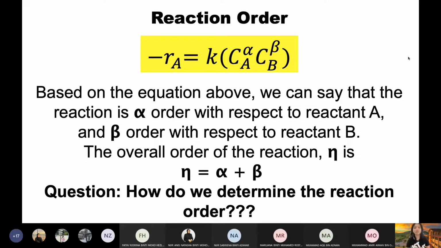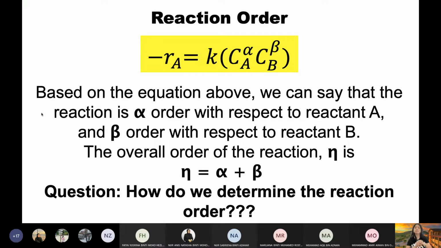Even in my exam or test question, I will specify the reaction is first order with respect to A, CA power 1. The reaction is second order with respect to B, CB power 2. So you have to be very specific. Okay. Then overall order. So overall order is kamu jumlahkan saja order A dan order B. So it becomes alpha plus beta, you get the overall order.